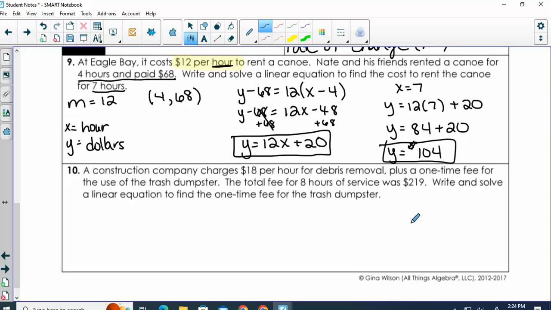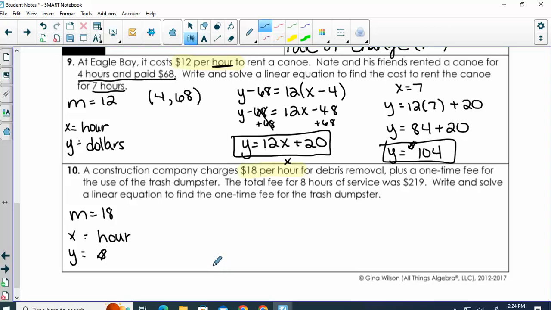A construction company charges $18 per hour. Let's stop right there. $18 per hour. What is that number? That's my M. And that can also tell me my X and my Y. What's my X? Hours. The per whatever, that is your X. What's my Y? The dollars. There's dollars per hour.